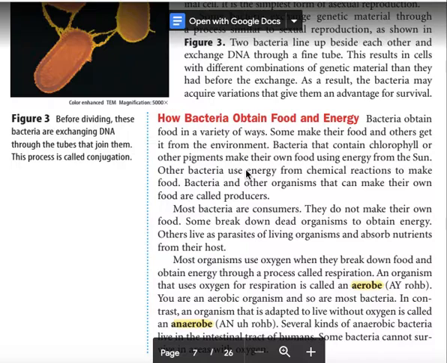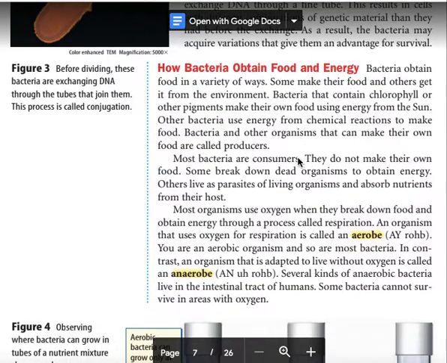Sixth grade term, right? Most bacteria are consumers. They do not make their own food. Some break down dead organisms to obtain energy. Others live as parasites of living organisms and absorb nutrients from their hosts. All right, that's it for the reading today.